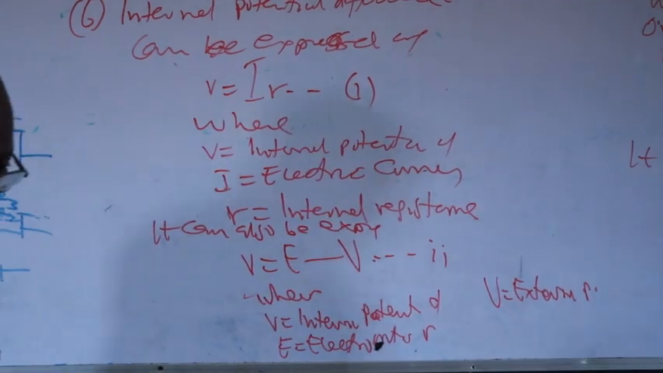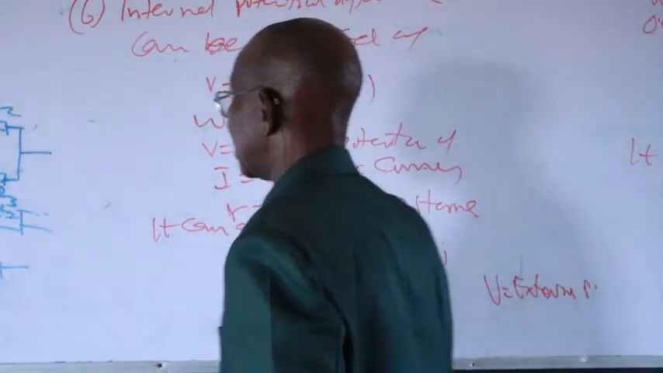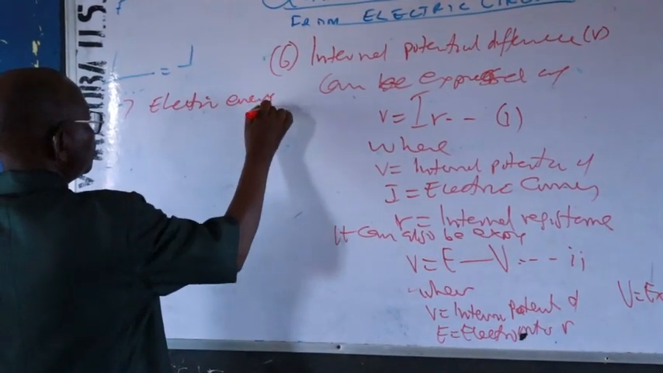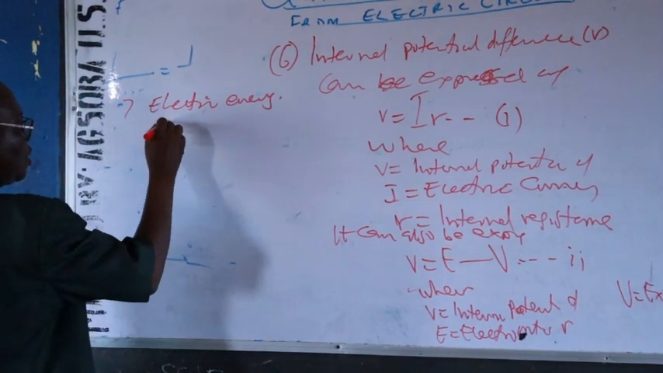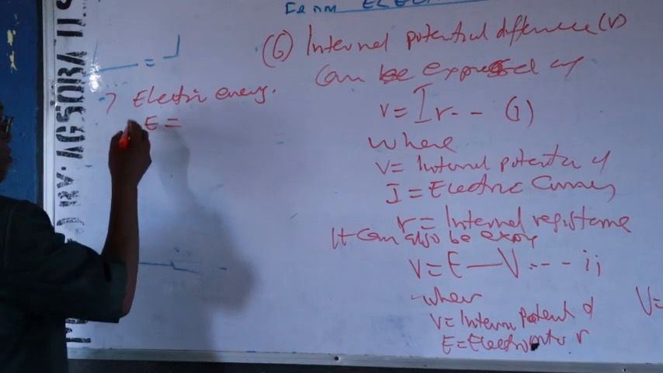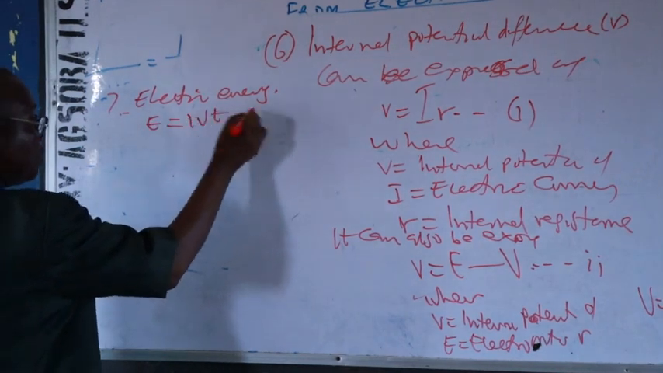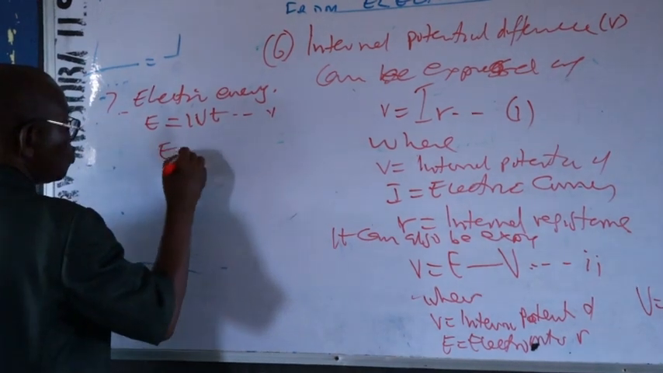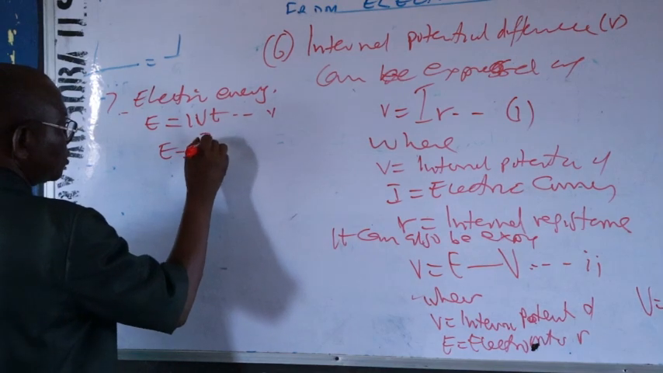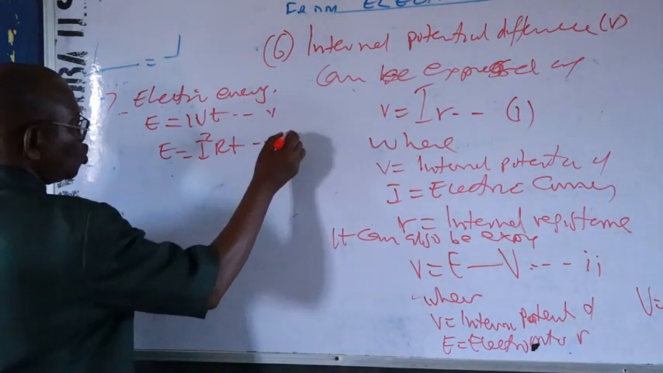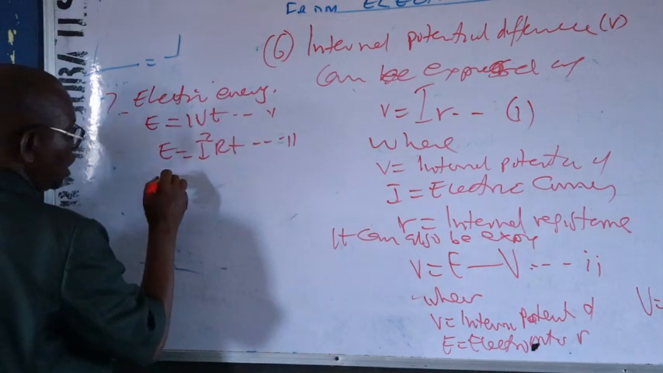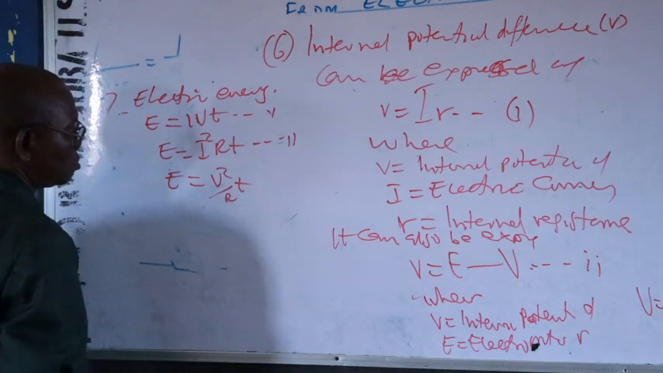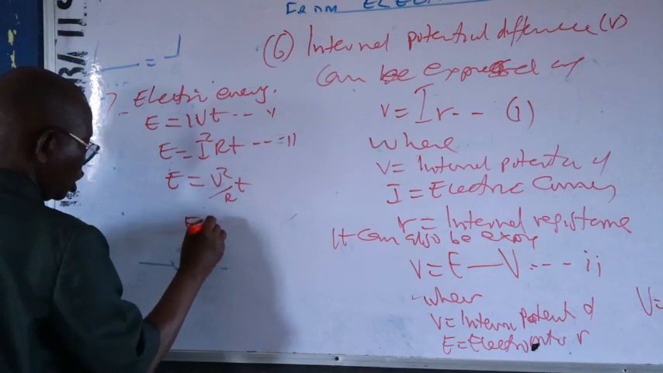Then lastly, I'll just give you that to discuss next class. We have electric energy, which is, you can say E equals IVT, that's equation 1. Or you can say I squared RT, equation 2 for electrical energy. You can also say E equals V squared over RT. That's another one. E can be PT.